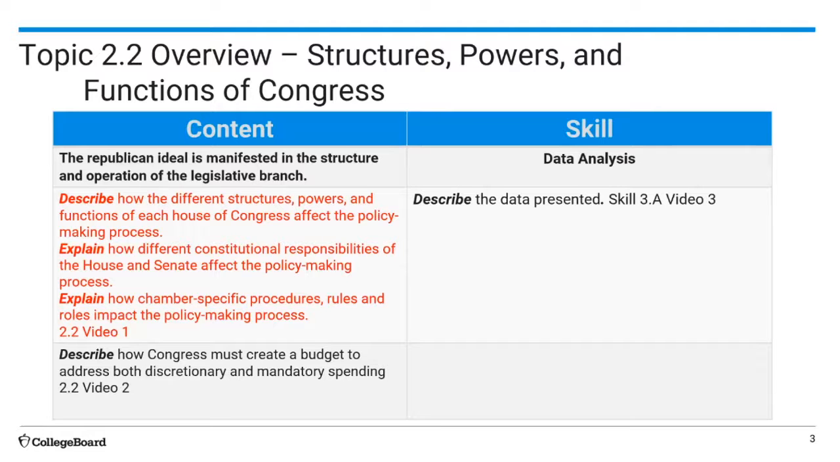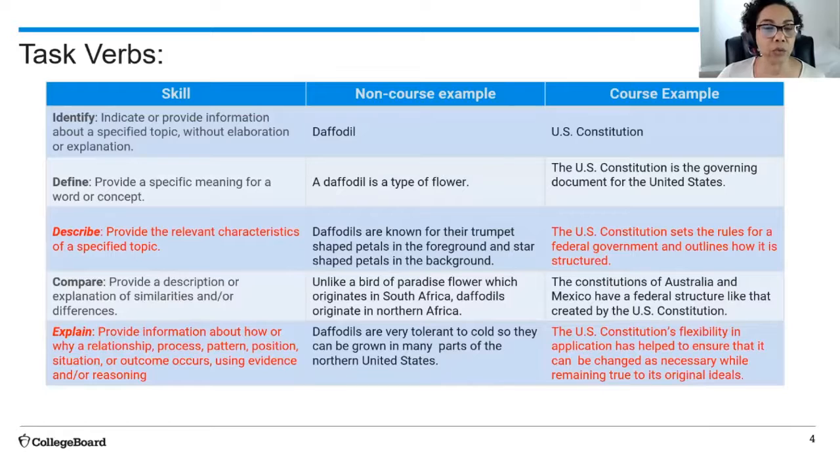So I've highlighted here with our task verbs the two that we are going to be using. Describe: provide relevant characteristics of a specified topic. And explain: provide information about how or why a relationship, process, pattern, position, situation, or outcome occurs using evidence and/or reasoning.